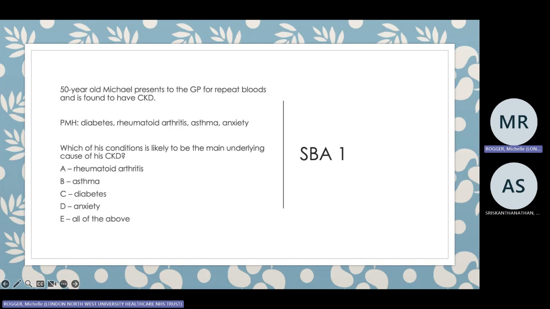So the answer is diabetes. Like I mentioned, hypertension and diabetes are the two main causes of CKD.